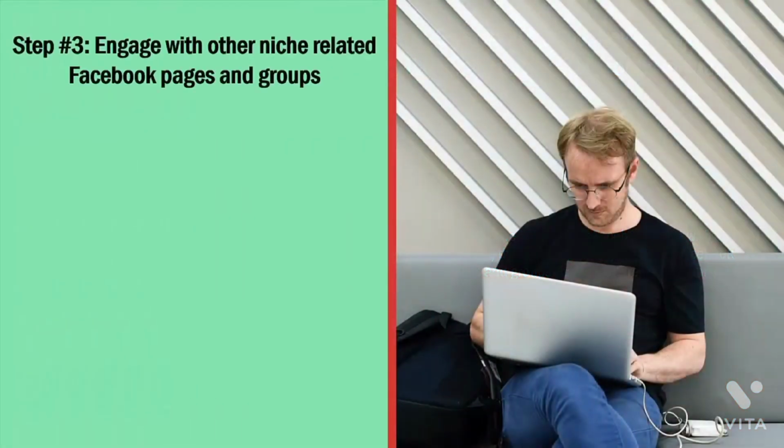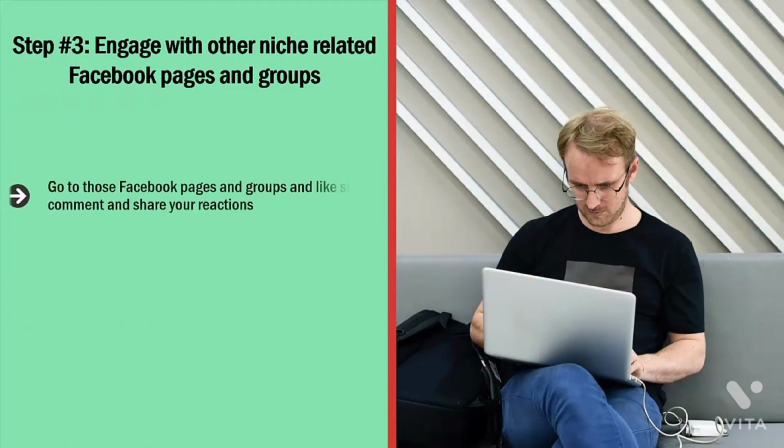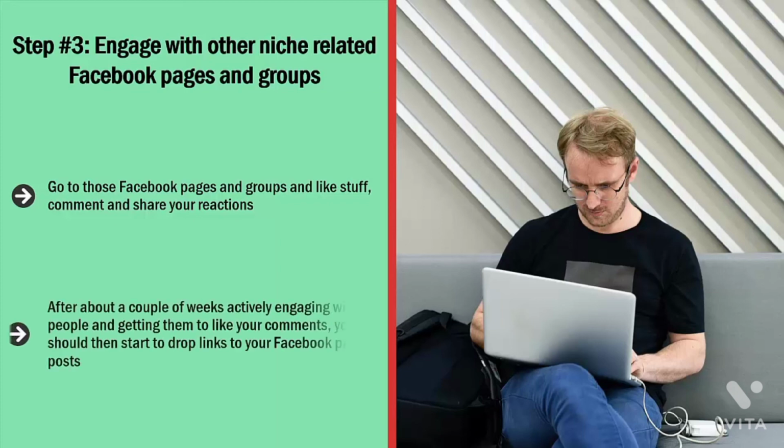Step number 3. Engage with other niche-related Facebook pages and groups. Go to those Facebook pages and groups and like stuff, comment, and share your reactions. You're not dropping any links at this point. You just want to be seen as an active member of the community. After about a couple of weeks actively engaging with people and getting them to like your comments, you should then start to drop links to your Facebook page posts. These posts feature third-party content that has been curated.